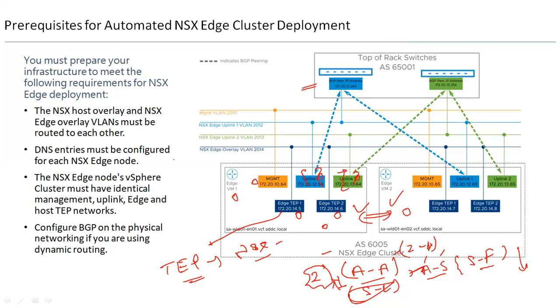Also we have to keep in mind that on the top of rack switch, in whichever rack we are putting the edge appliances, BGP should be configured. The autonomous number you use here should be different. It could be something like 65002 here, and on the top of rack I'm configuring 65201. This is a prerequisite before you deploy the edge appliances.